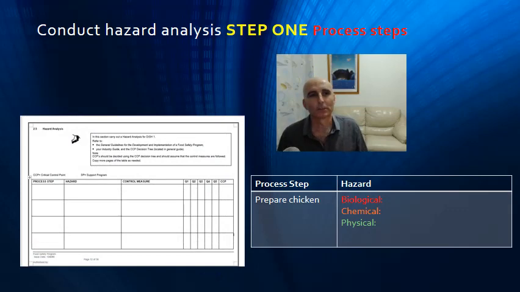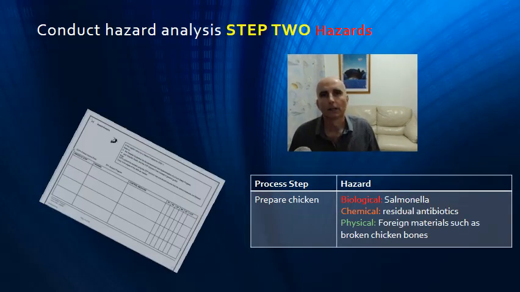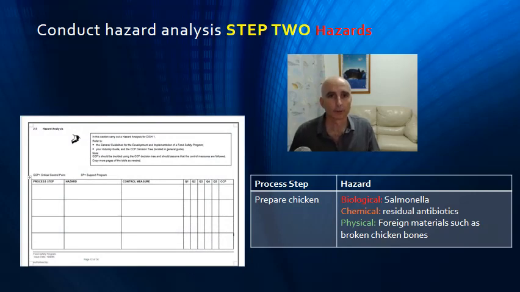Now it's time for you to do something. We have the hazard analysis template that we're using, and the first step in hazard analysis is the process step, and we're actually going to use the example of prepared chicken. Now that we've actually done the process step, step 2, we're actually going to look at any hazards. And you'll see here we've actually identified a biological hazard, chemical hazard, and physical. So I've said salmonella could be a problem in preparing chicken. It could have residual antibiotics as a chemical residue. And finally, the foreign materials could be broken chicken bones from when it was cut.